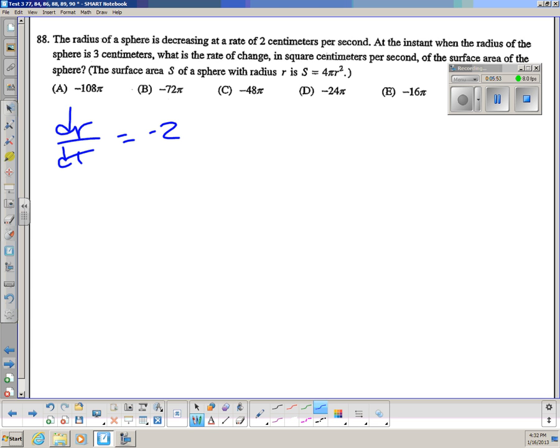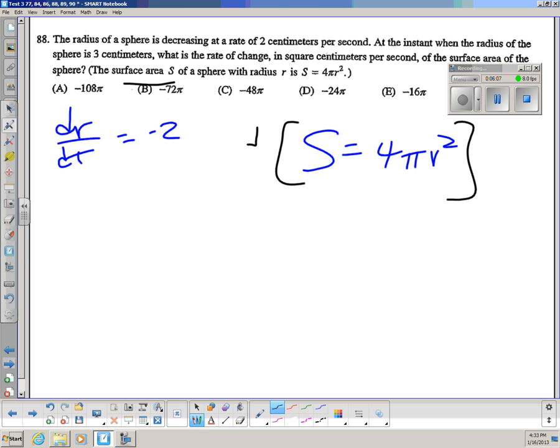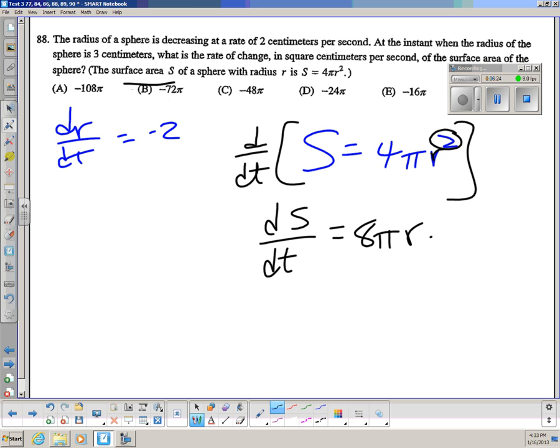At the instant when the radius is 3, what is the rate of change of the surface area of the sphere? So the surface area of the sphere is S equals 4 pi r squared. And I want the rate of change of the surface area. So I would like to take the derivative with respect to time of that equation. And now we'll introduce derivatives. So I have dS/dt equals, r is a function of t, so I must use the chain rule when I differentiate this. The 2 is going to come down. 2 times 4 pi is 8 pi r times the derivative of r with respect to time.